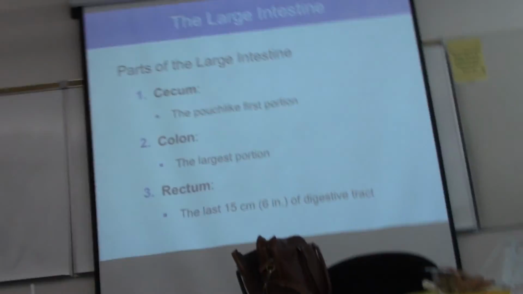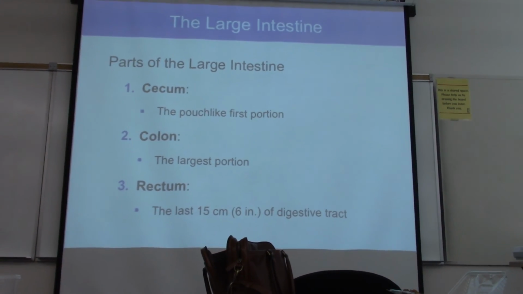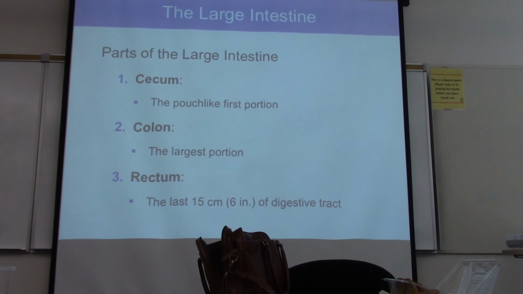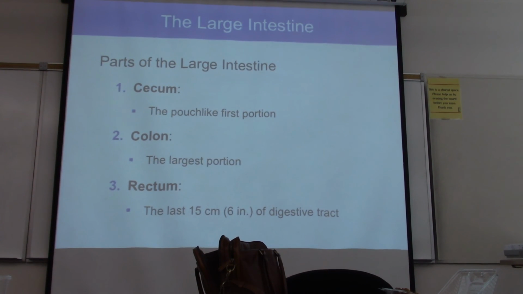The cecum is kind of pouch-like. The whole colon has a pretty thin wall. It's not near as thick as the small intestine in the wall itself. It is a little bit bigger around than the small intestine. I guess that's why we call it the large intestine.